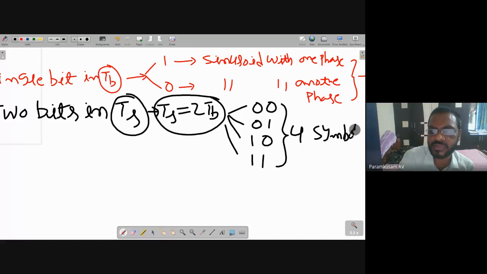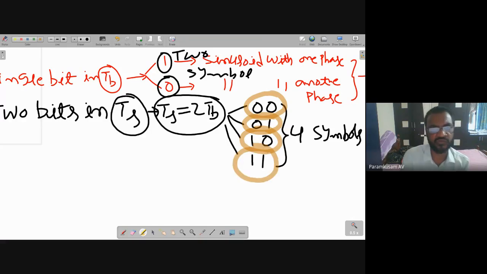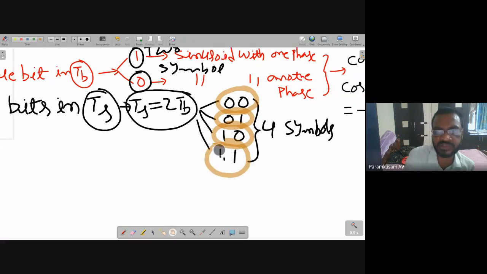Here also you can say that there are 2 symbols. What are those 2 symbols? One symbol is logic 1, one symbol is logic 0. Here also, what are the 4 possible symbols? One symbol is 0, 0. The second symbol is 0, 1. The third symbol is 1, 0. The fourth symbol is 1, 1. Like that, there are 4 possible symbols.